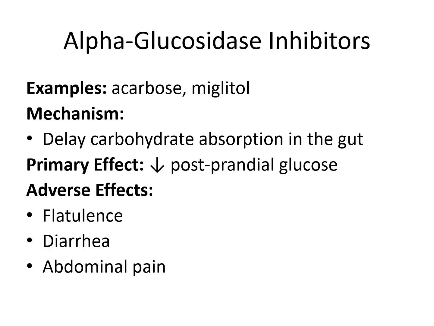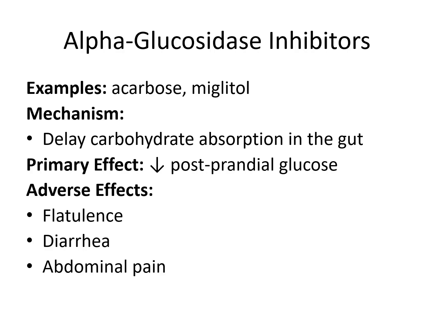Alpha-glucosidase inhibitors include acarbose and miglitol. These medications work locally in the gut, so their mechanism is to delay carbohydrate absorption by inhibiting enzymes that break down complex carbohydrates in the small intestines. So because of this, their primary effect is lowering postprandial glucose. So they're going to blunt that spike that occurs after a meal. They do not significantly affect fasting glucose.